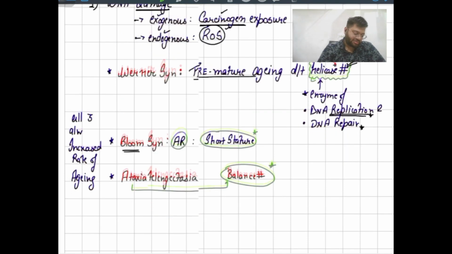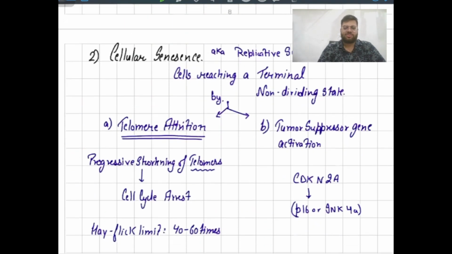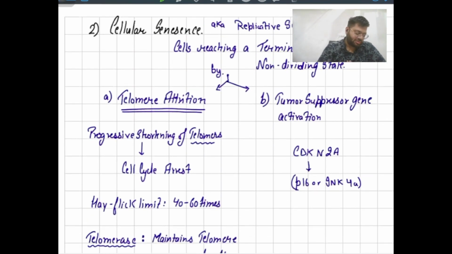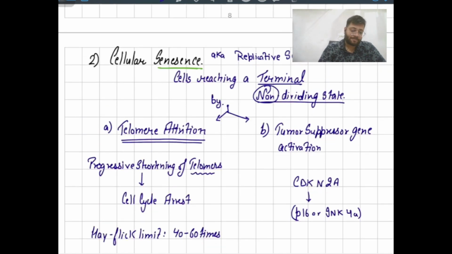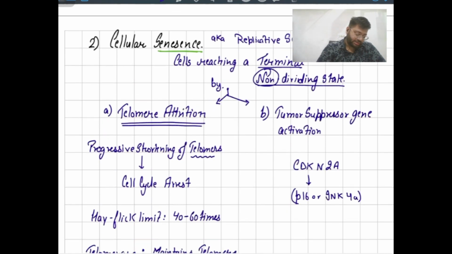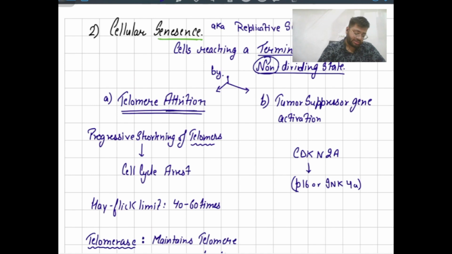The next cause is cellular senescence. What does senescence mean? Senescence means the cell is reaching its terminal, non-dividing state. How do we define that a cell is in its non-dividing state? It is done by two procedures. First is telomere attrition. The next is tumor suppressor gene activation. I will make you understand both of these.